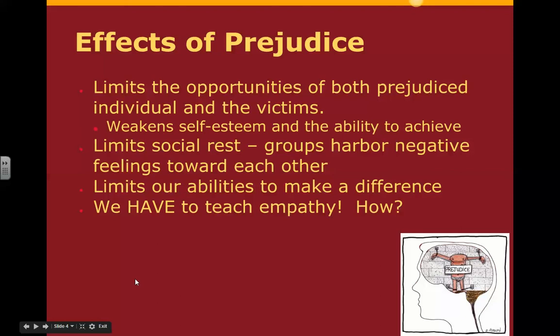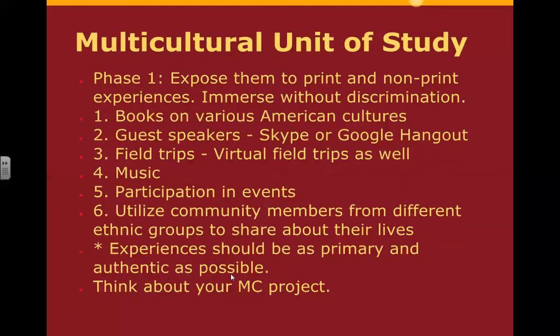So we need to teach our children to empathize with others. But how do we do that? That's one of the more difficult things to answer. Well, one way we do that is by incorporating multicultural units in our lessons and our plans. So the very first thing you should do is really expose children to a lot of different experiences, whether they be print or non-print. So without discrimination. So we have books on various American cultures. There are books about everything, and we will examine and evaluate some of those in class.